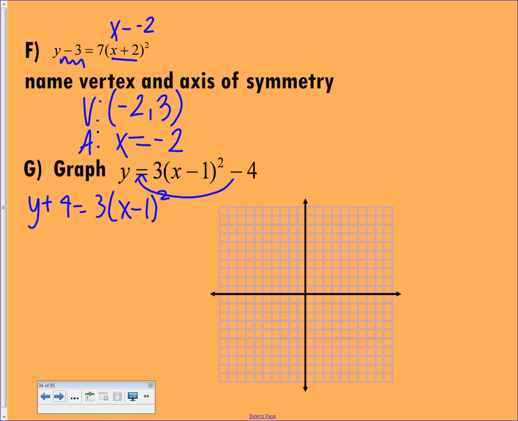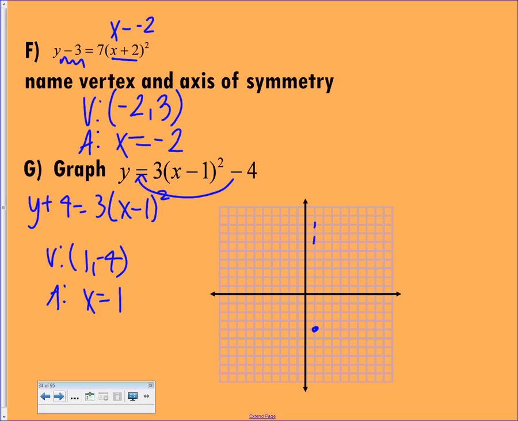Now it's pretty easy for me to see that my vertex is (1, -4). You look at the x, it was x minus 1, so there's my 1. y minus a -4 is the same thing as a plus, so that's where I get my -4. My axis of symmetry then is x equals my x coordinate, so x equals 1. So I've got a point at (1, -4), and I have an axis of symmetry at x equals 1.